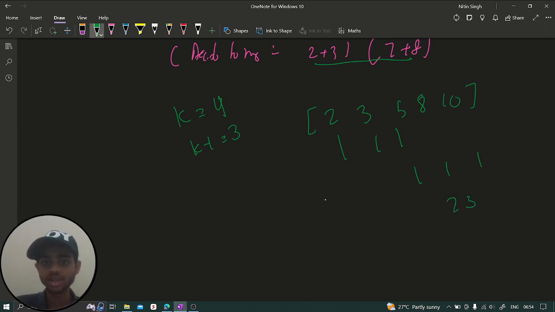The first 3 values are 3, 5 and 8 and 10. So 10 is the minimum score, and this is the maximum score. 23 minus 10 is 13. So this is how we are going to calculate the answer for each particular example. I hope you are getting this.